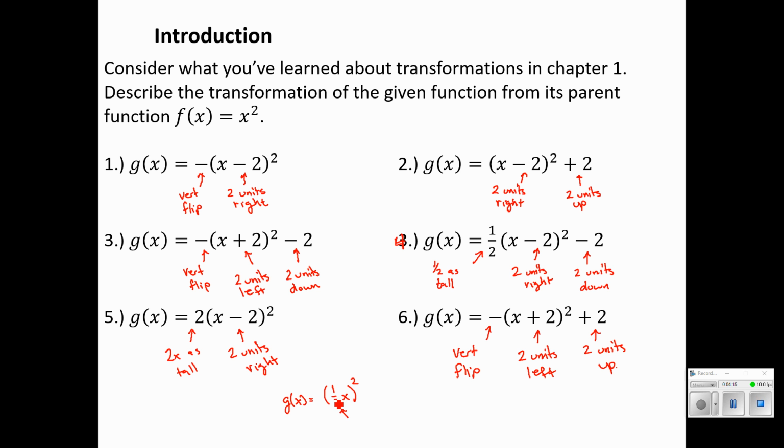So this 1/2 x is really saying half as fast. Another way of saying that is if it's moving half as fast, that means it is 2 times as wide, moving much more slowly across the coordinate plane.